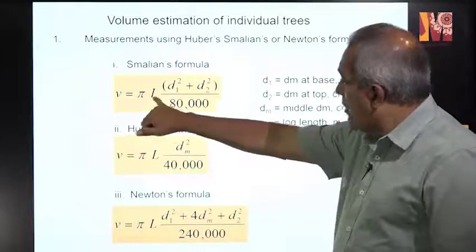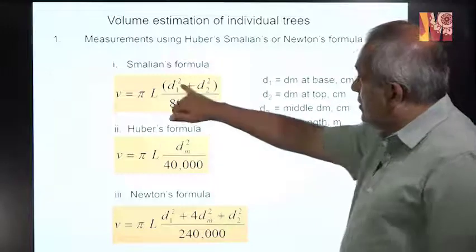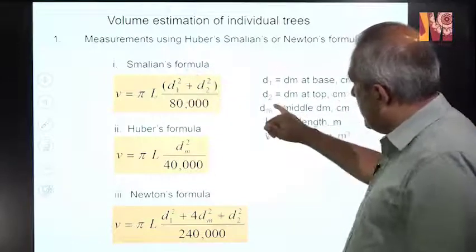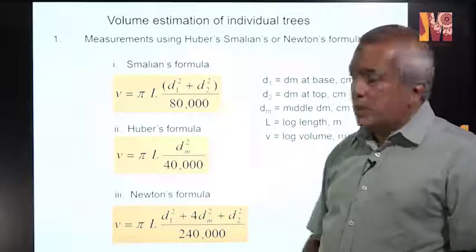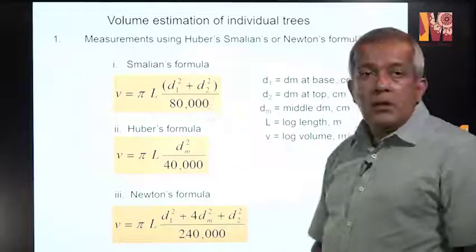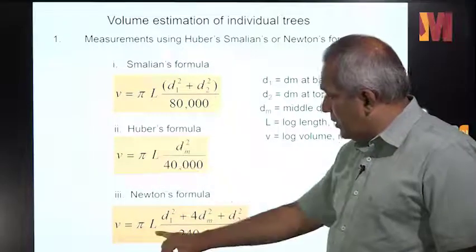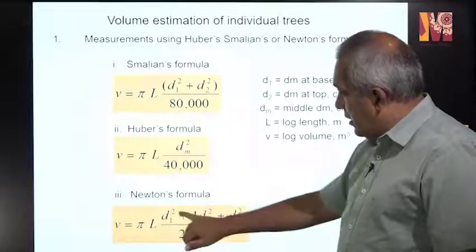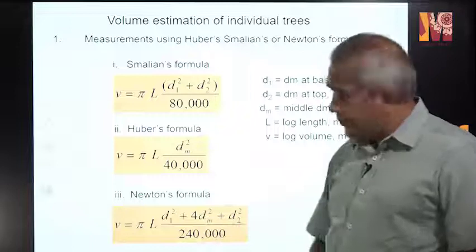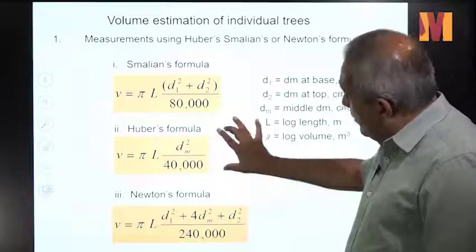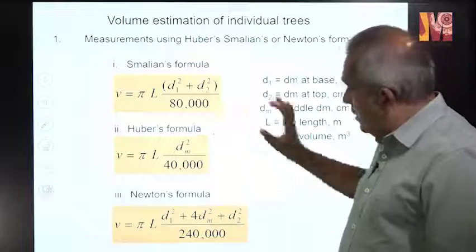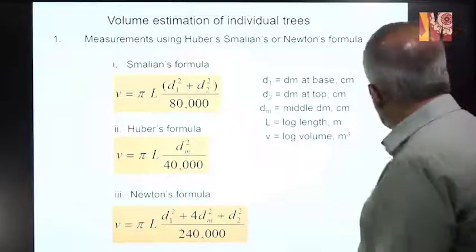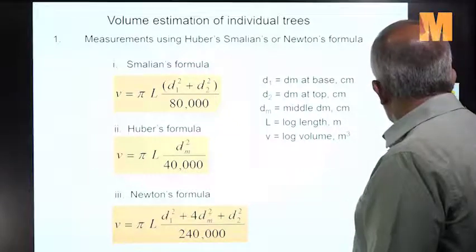We have the L, which is the length of the log, D1, diameter, all these D's are diameter values. All you need to measure is the diameter of the log and the length. Length is common for all the logs, but diameters, we have d1 and d2 here, dm here, again d1, dm and d2. When you compare, Huber's looks the easiest, Newton's looks the most difficult one to estimate. Now, how do we estimate the volume of a log by using these equations?